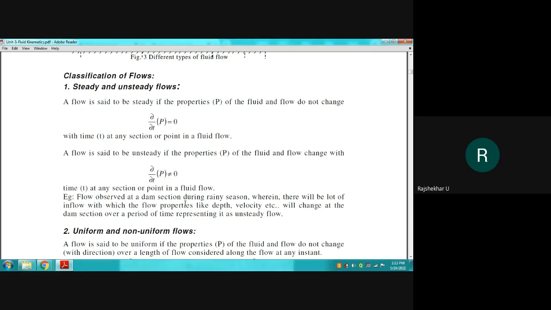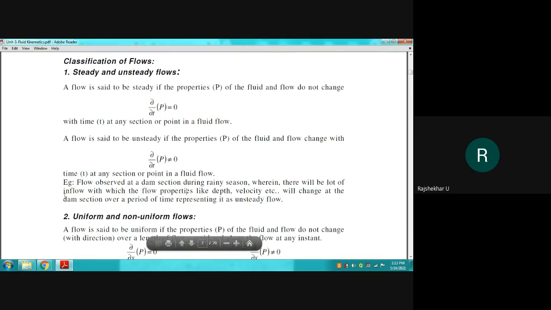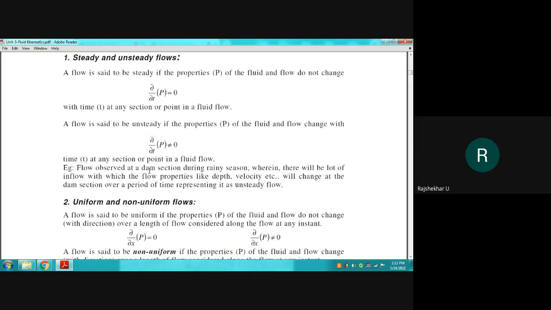Okay. Yes. So there is an example here. Flow observed at a dam section during rainy season, wherein there will be a lot of inflow, with which the flow properties like depth, velocity, etc. will change at the dam section over a period of time, representing it as unsteady flow.